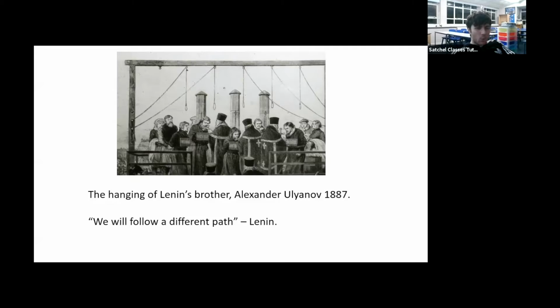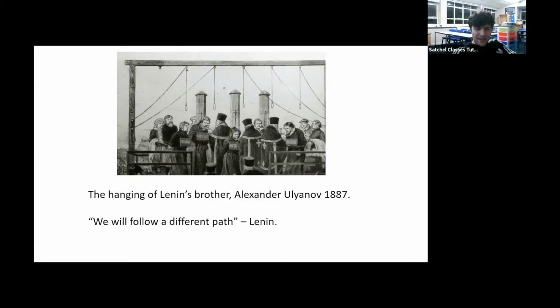Now, Lenin was actually present at the hanging of his brother Alexander. He watched, and so the story goes, without weeping or without reacting emotionally, he turned to someone that he was with at the funeral, and he said, "We will follow a different path."